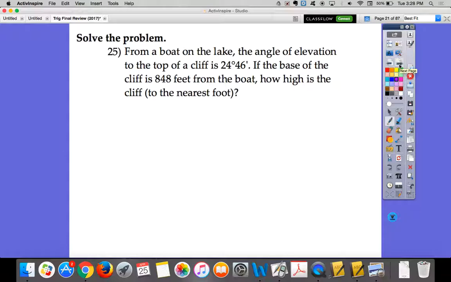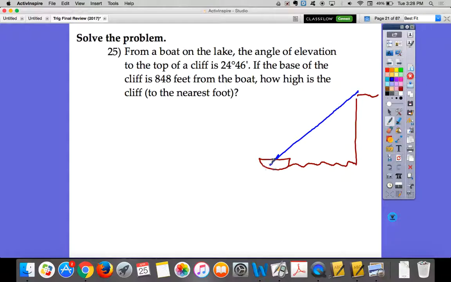Okay, solve the problem. From a boat on the lake, the angle of elevation to the top of the cliff is 24 degrees, 46 minutes. If the base of the cliff is 848 feet from the boat, how high is the cliff to the nearest foot? Now, your art does not have to be great, because mine's pretty bad. This is my cliff. Here's my water. Okay, I got a boat out here.